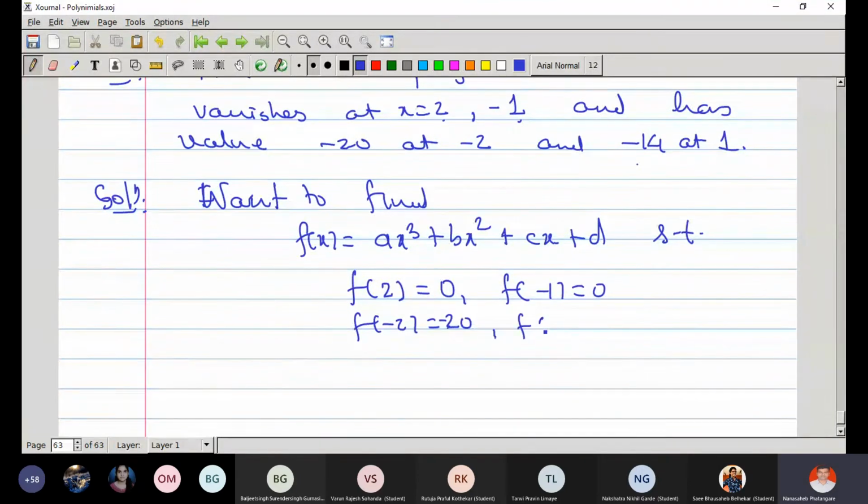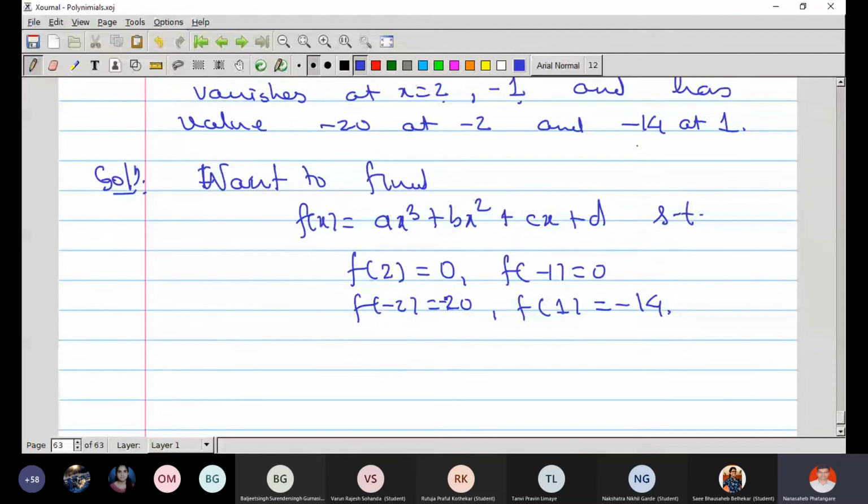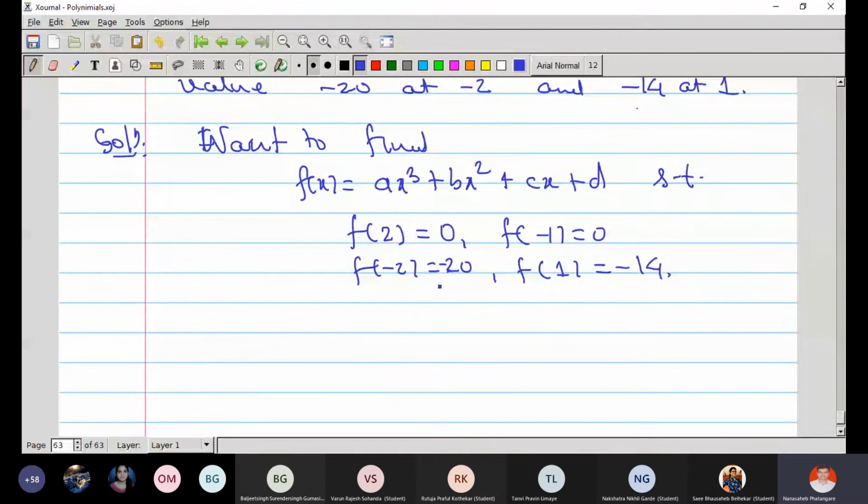So what are the unknowns in this function f? A, B, C, D, right? Coefficients. Once you get the coefficients, the polynomial is completely determined. So the only thing is how to find these unknowns. Once the unknowns are known, we know everything about the polynomial. But these four things are given. This is our data, and from this data set we want to evaluate this.